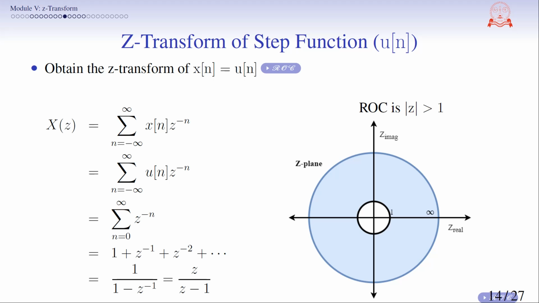The X(z) will take the infinite value if 1 minus z raised to minus 1 tends to 0. That is, 1 minus z raised to minus 1 equal to 0, and z will be greater than 1 as it is a right-handed sequence. So it also includes infinity. So this is my ROC.